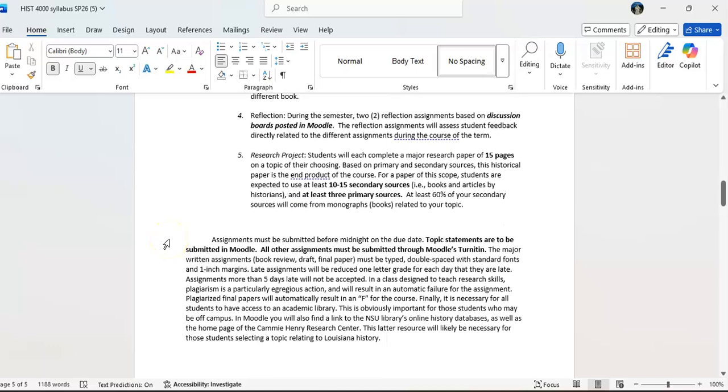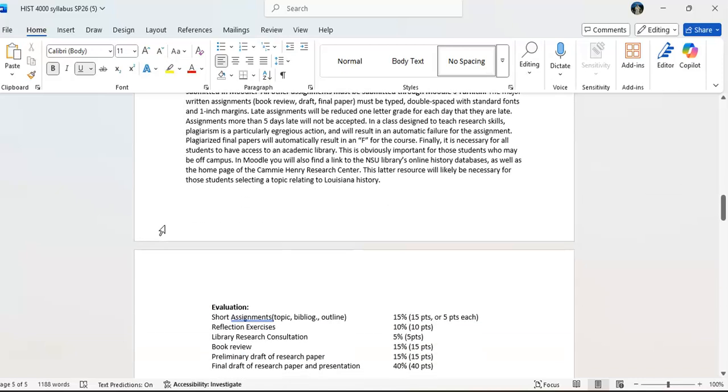Assignments are going to be submitted in Moodle as long as they're there on the due date, 11:59 p.m. Again, I'm not super strict about what time of day, but when they're due, they are due. So the due dates you need to keep in mind.